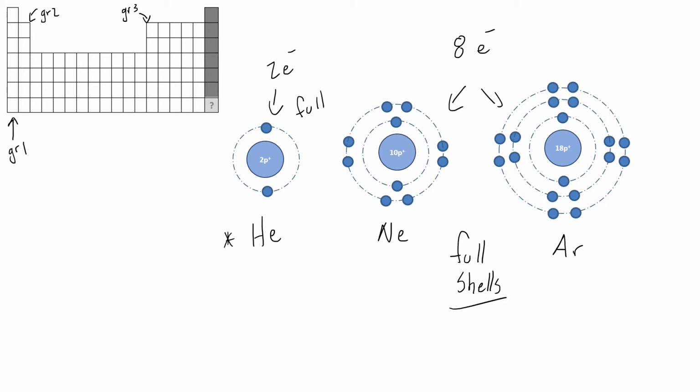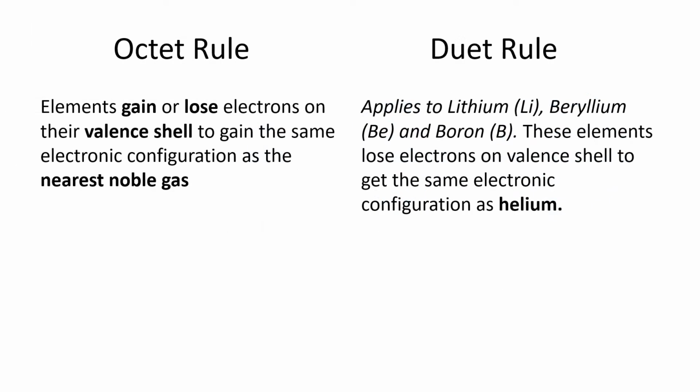So when you have elements that are gaining or losing electrons, it's for the purpose of having full last shells. So if we're looking at right here, our octet rule, elements are gaining or losing electrons on their valence shell to have the same configuration as our nearest noble gas. So basically the same configuration as elements in group 8. So whether it be neon, whether it be argon, whether it be krypton, so on and so forth.